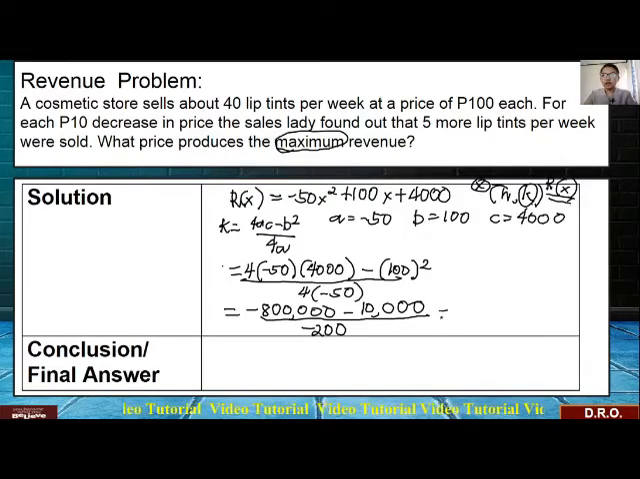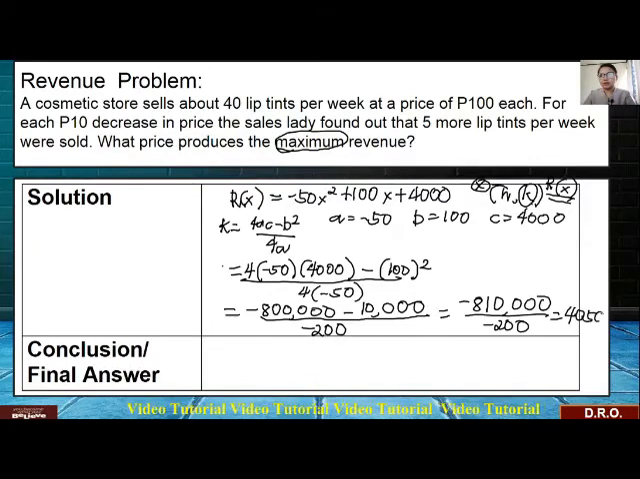Now, negative 800,000 minus 10,000, it's negative 810,000. Divide it by negative 200. Negative 810,000 divided by negative 200, that is positive 4,050. So as you can see, we arrive at the revenue, which is 4,050. R of x equals 4,050.